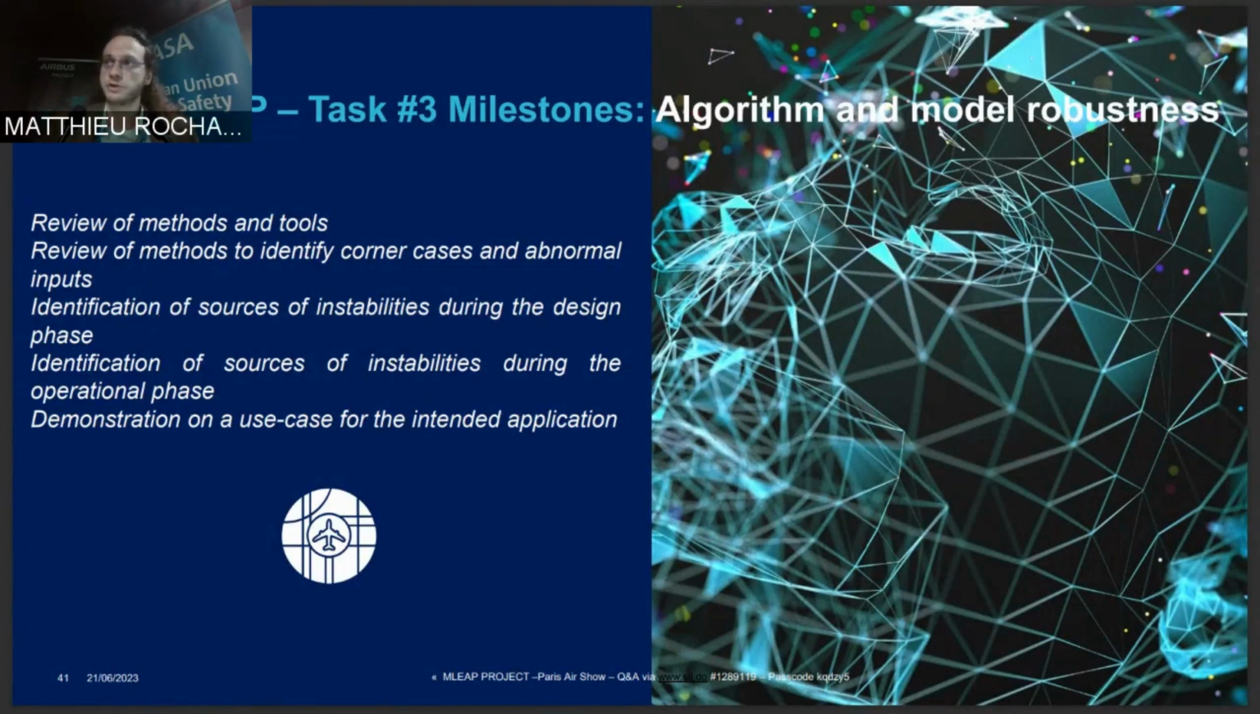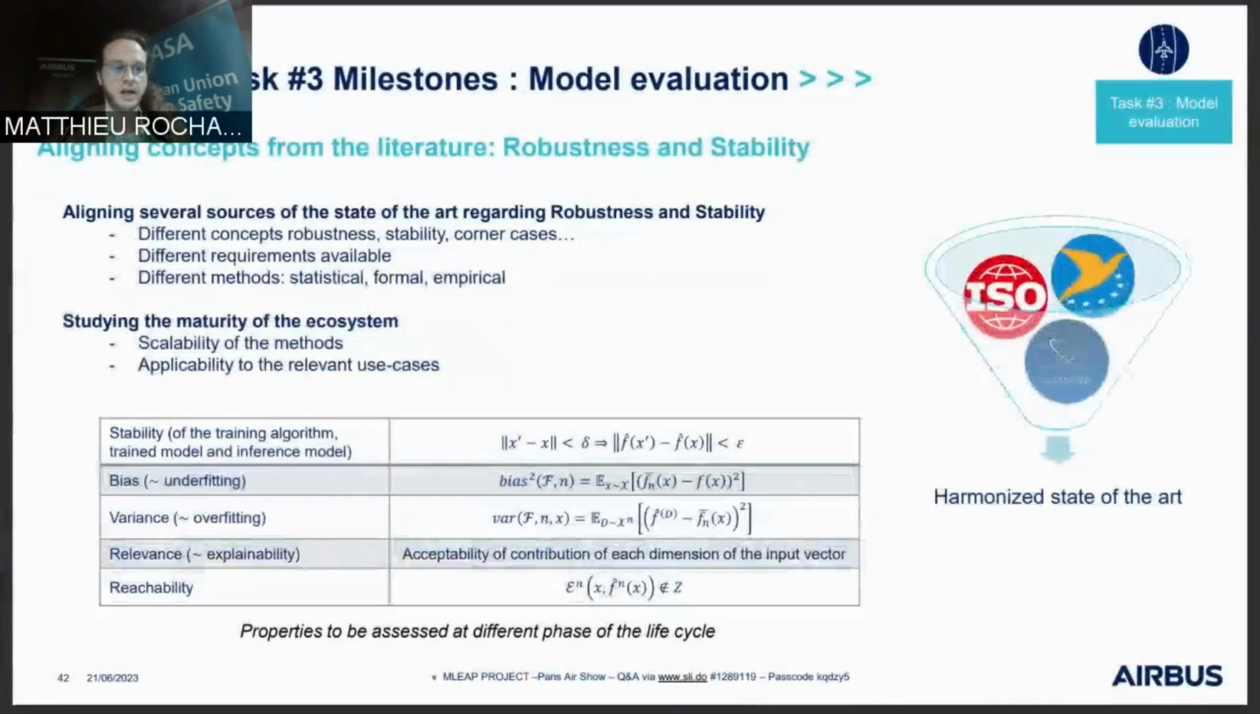We also focus on analyzing the notion of corner cases, abnormal inputs, which relates to task 1 on the representativeness of the data and the difficulties such edge cases can cause to the system. In the next step, we will focus on how these instabilities can impact the design or the operational phase of the AI system, and then make the demonstration using the use cases that were presented just before at the beginning. But first of all, let's talk a little bit about the concepts.